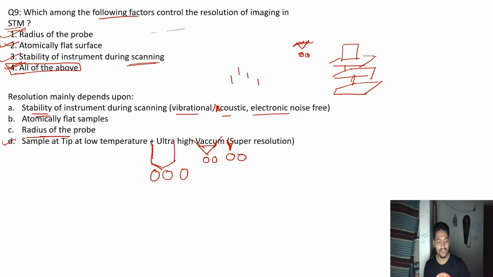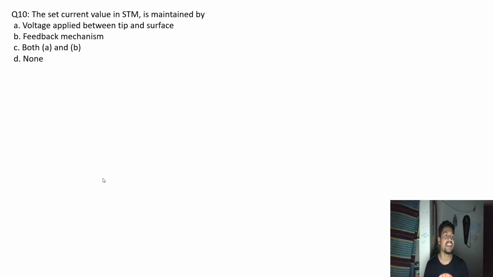So we have come to the last question. What is it? Set current value in STM. We have already talked about it. The set current means a voltage is applied between the tip and the surface, and we are measuring the current.